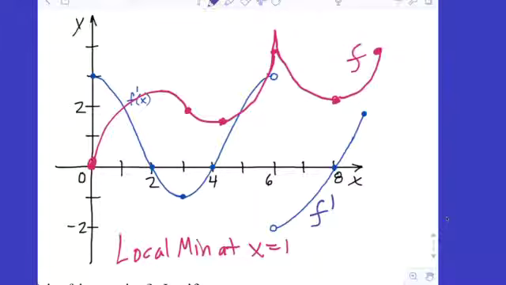Oh, x equals 0. Yeah, I was just doing it without looking or paying attention. That's better, right?